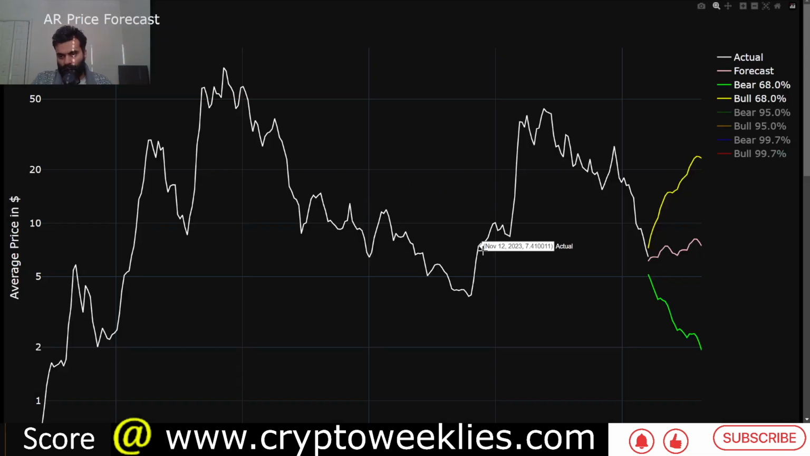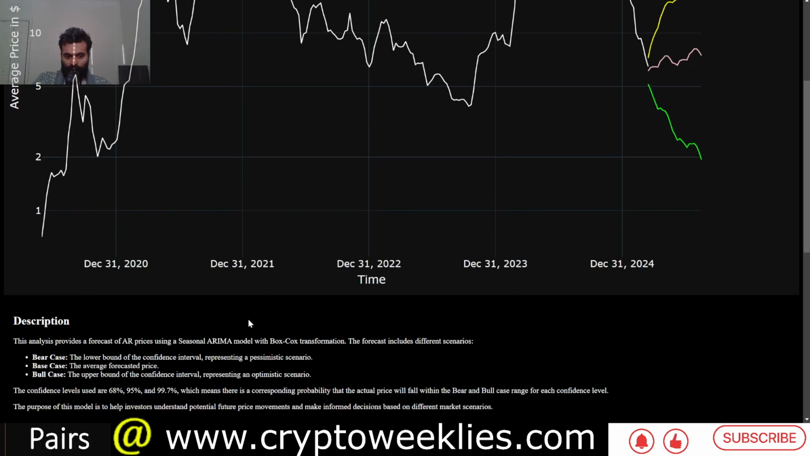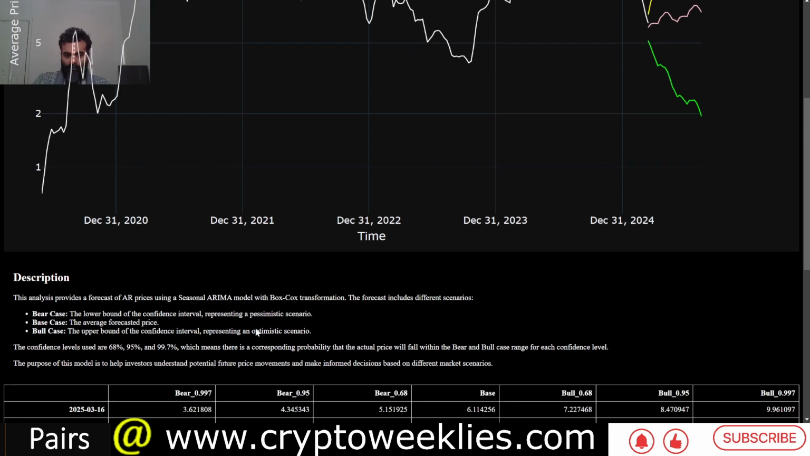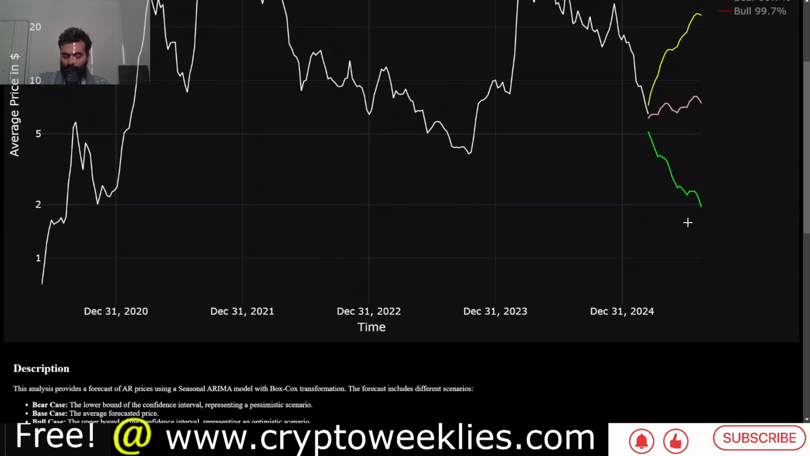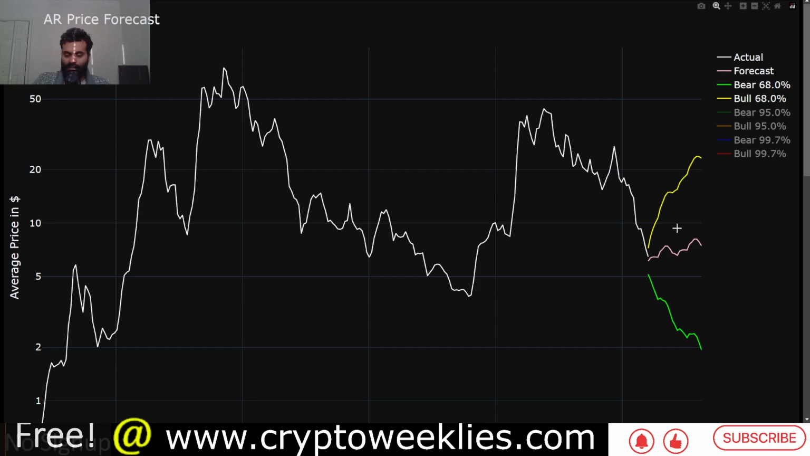So that is the non-euphoria bull case per the machine learning based model, again trained on weekly price action, and you can see how this uses a seasonal ARIMA as well as Box-Cox transformation and LSTM and XGBoost based in-house machine learning model that we have, not just for Arweave, but for most of the top 100 cryptos by market cap. And this is on its USD pair.